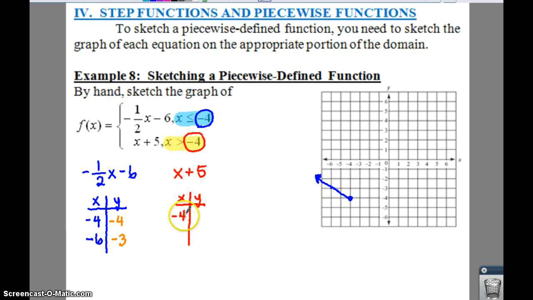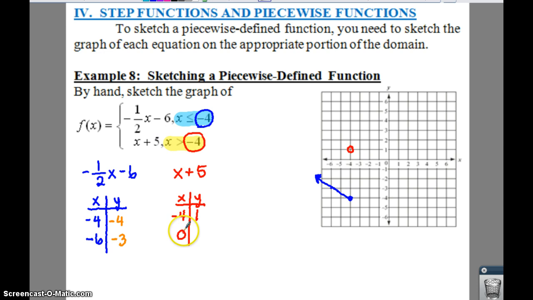So we're going to choose a negative 4, and then we're also going to choose another number that's bigger than that. So let's just choose 0. 0 is always a nice number to plug in. So if we have a negative 4, we're going to plug in negative 4 in our equation. Negative 4 plus 5 is a 1. So we're going to go back 4, up 1, and we're going to have an open circle. And remember, the reason we have an open circle is because this is just greater than.